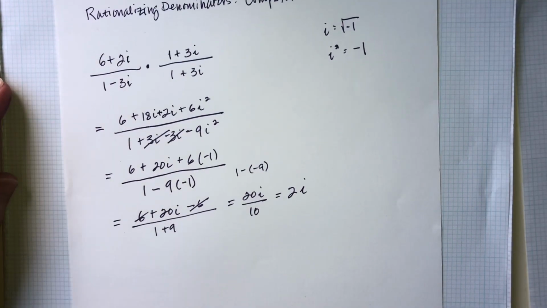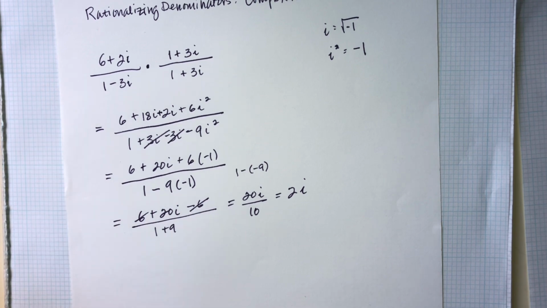So that is a quick description of how to rationalize your denominators when you're working with complex numbers.